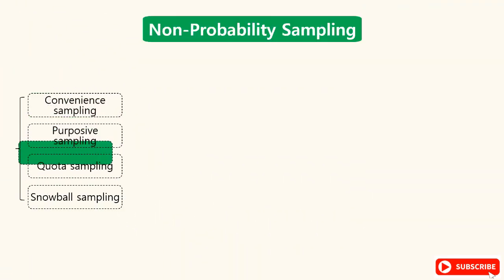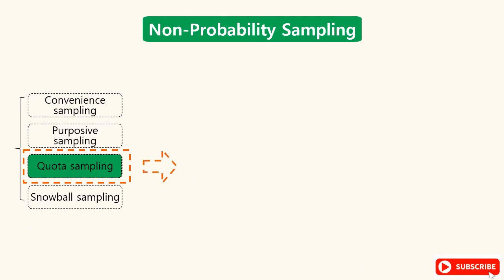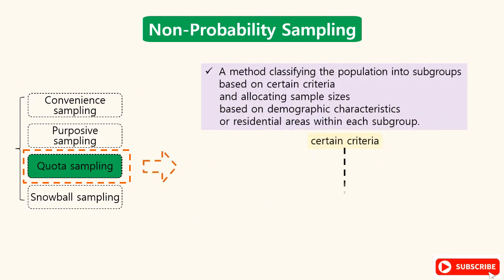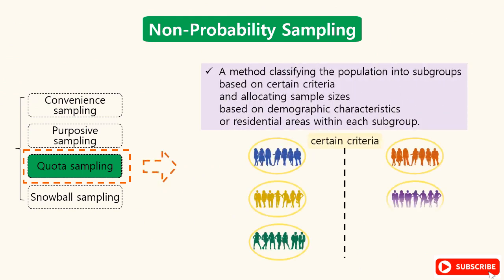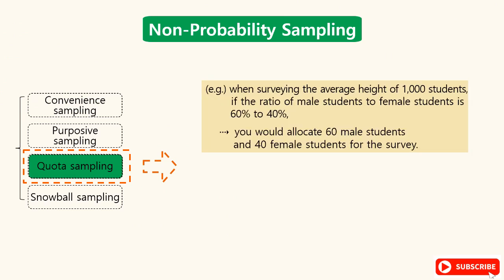Quota sampling involves classifying the population into subgroups based on certain criteria and allocating sample sizes based on demographic characteristics or residential areas within each subgroup. For example, when surveying the average height of 1,000 students, if the ratio of male students to female students is 60% to 40%, you would allocate 60 male students and 40 female students for the survey.